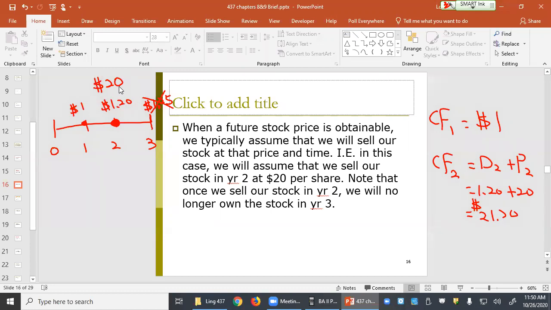There's no cash flow 3, because of what we have just said here. When we're able to obtain a future stock price, we'll simply assume that we will sell our stock at this price at this particular time. So once you sell your stock at the end of year 2, you will no longer own the stock in year 3. When the company pays dividend in year 3, you will not receive that dividend. So we only have cash flow 1 and cash flow 2.